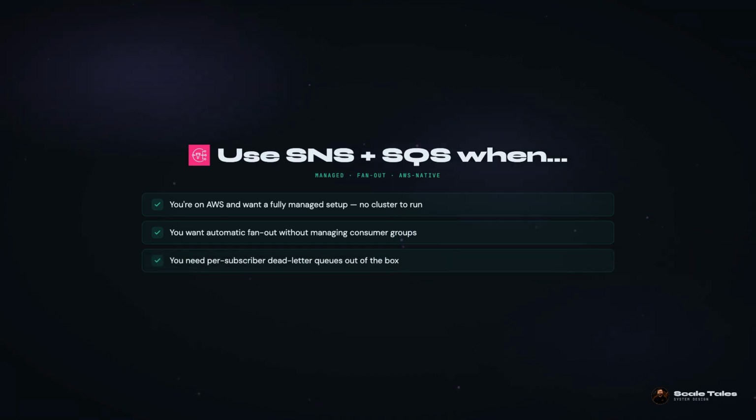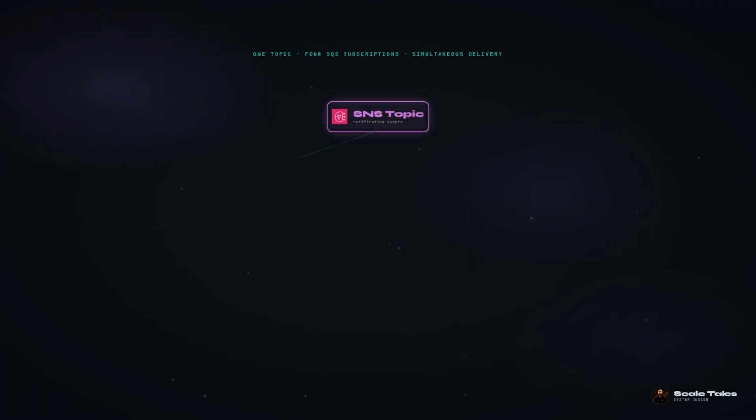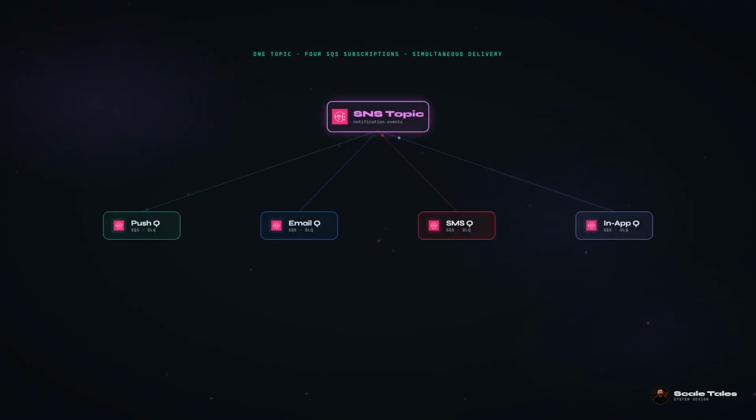You need per subscriber dead letter queues out of the box. With SNS, the setup is simple. One topic, 4 SQS subscriptions, 1 per channel. SNS delivers to all 4 simultaneously. Each SQS queue is independently scalable.